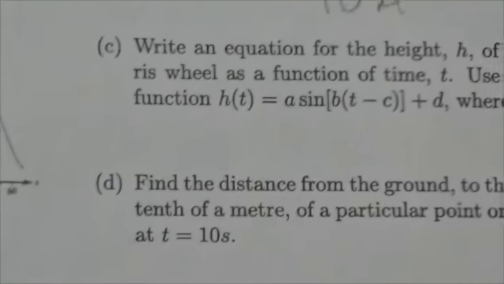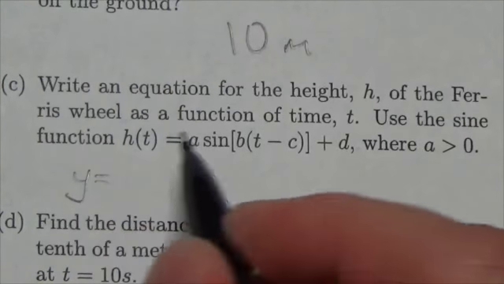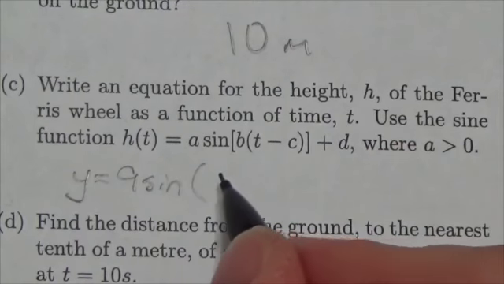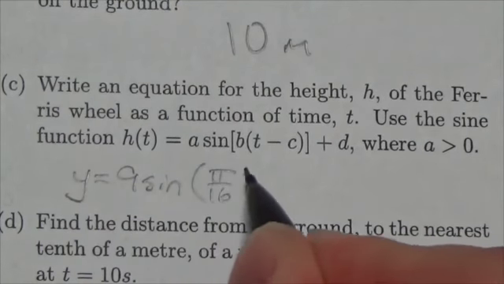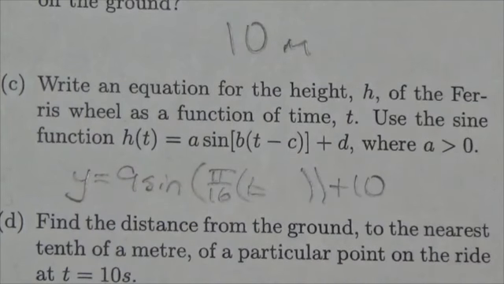So at this point, I can put those pieces together, and I know that I'm going to get y is equal to my amplitude times the sine of my B value, which will be pi over 16. Now, I don't know what my phase shift is yet, but I'm going to look at the graph in just a second. And then my D value was 10, so plus 10.